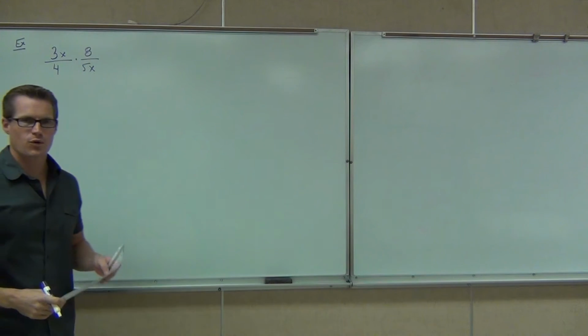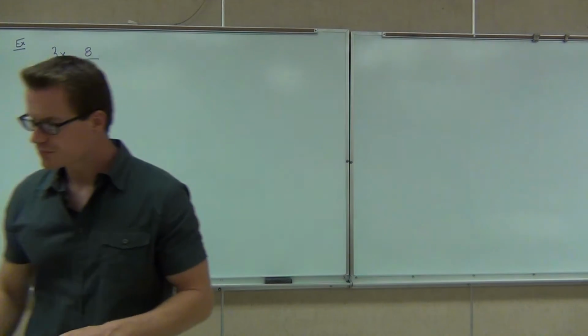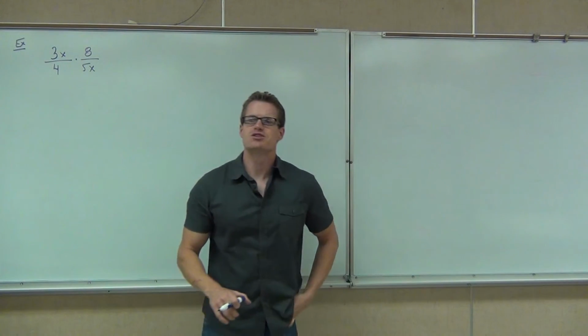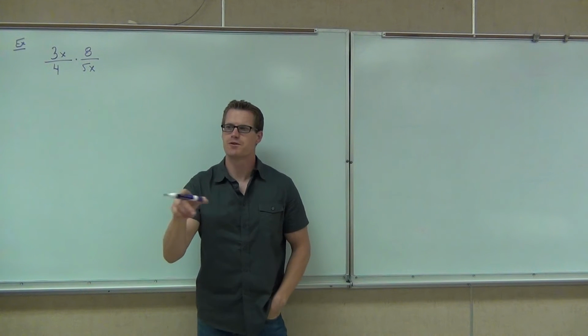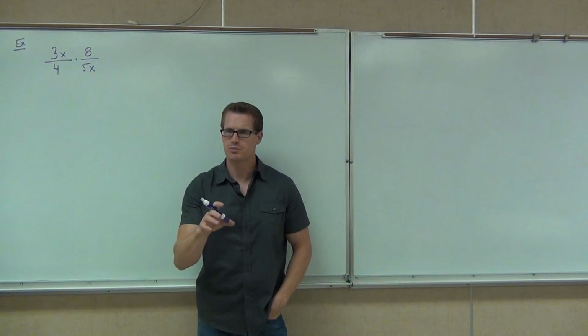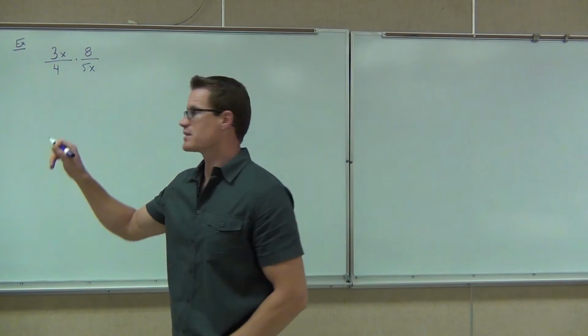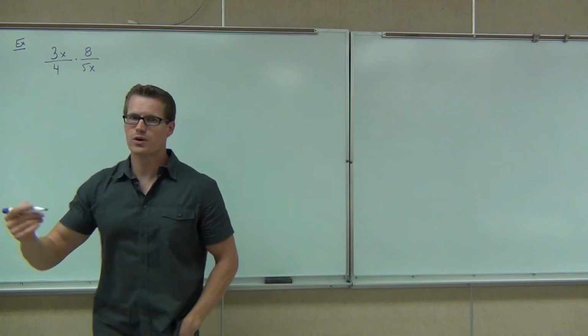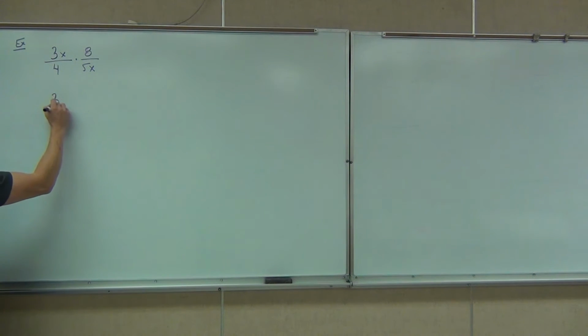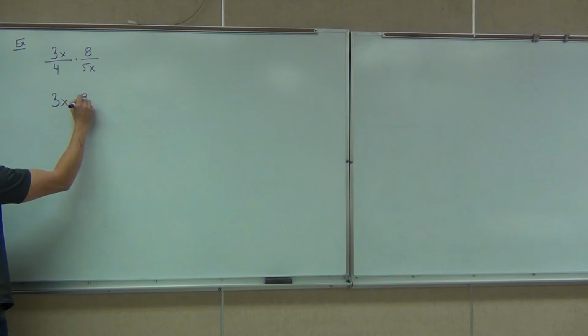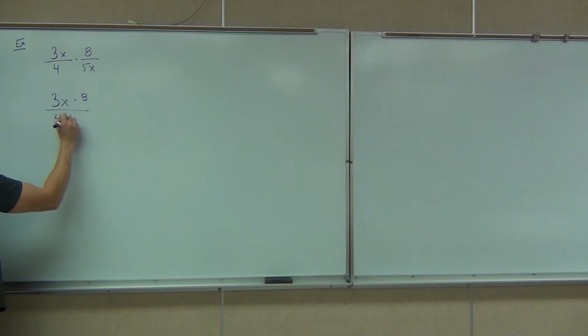So 3x over 4 times 8 over 5x. Hey, ladies and gentlemen, last time when we were doing our fractions, what's the first thing that we did before we multiplied, before we simplified, before anything? What did we do? Good, and we're still going to do that. Remember, I let you extend the line if you'd like, or we're going to do what I do and simply write 3x times 8 over 4 times 5x.